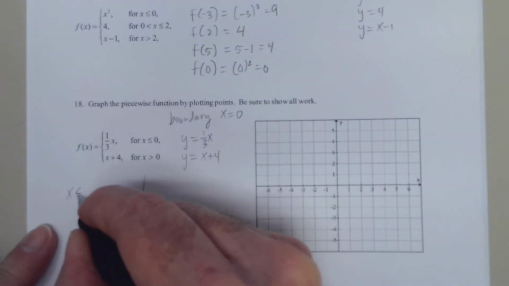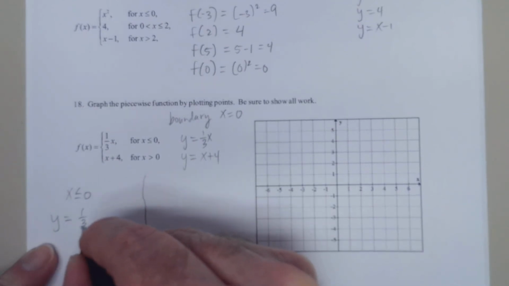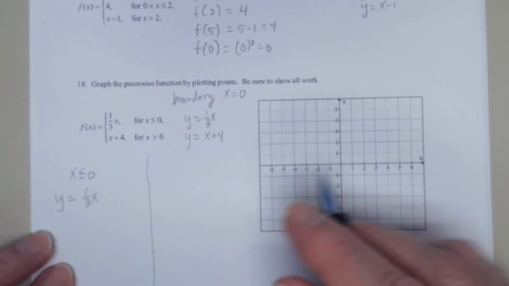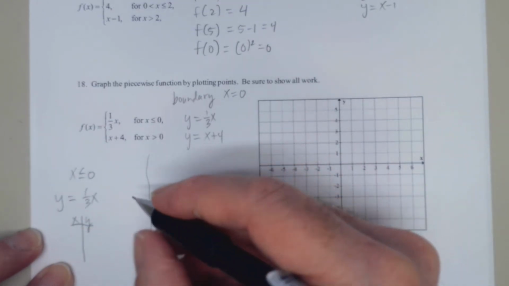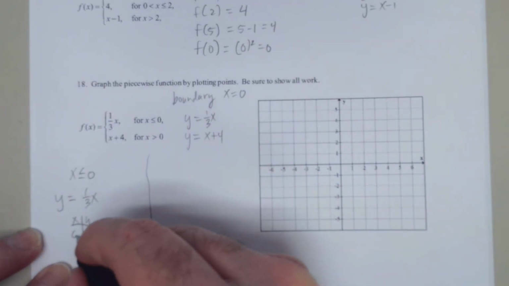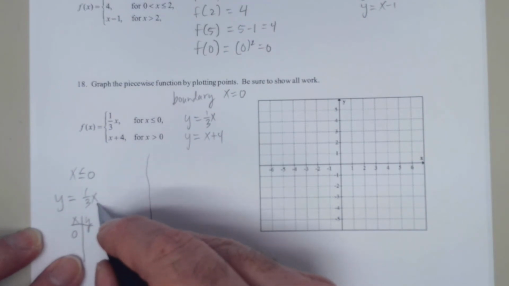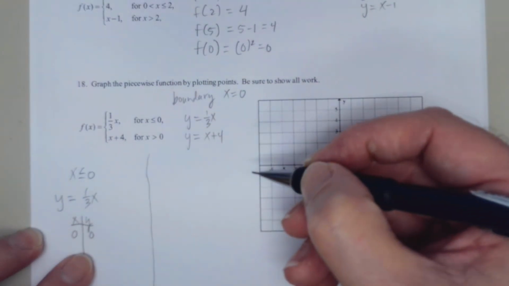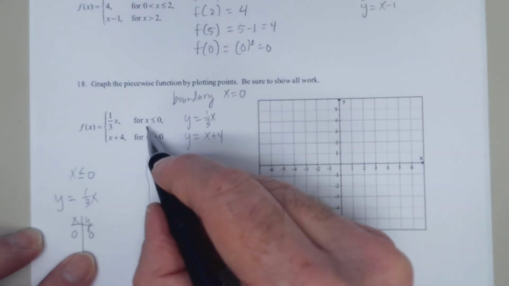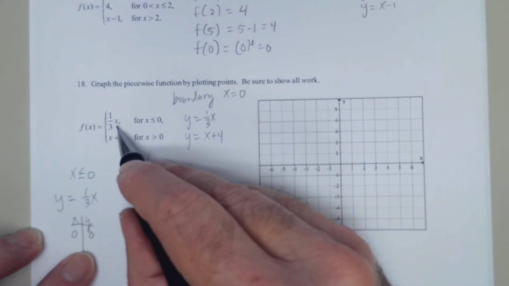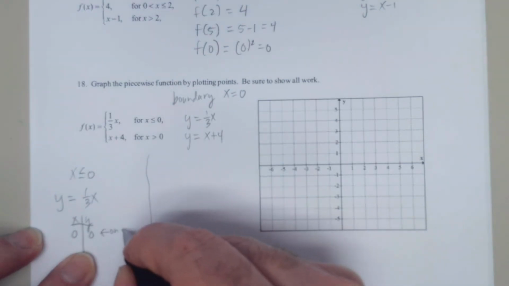So for x less than or equal to 0, we're going to use y equals 1/3 x. Well, let's make a little table of values. And let's start by choosing our boundary value, x equals 0. Of course, 1/3 times 0 would be 0, so 0, 0 is what we get here. Now notice this is the piece that we're going to use when we're equal to 0, so this point is on the graph.